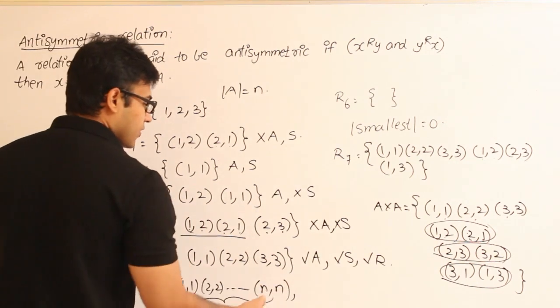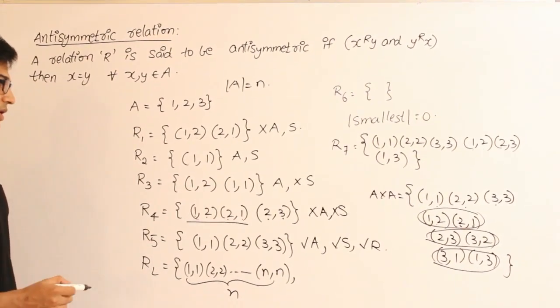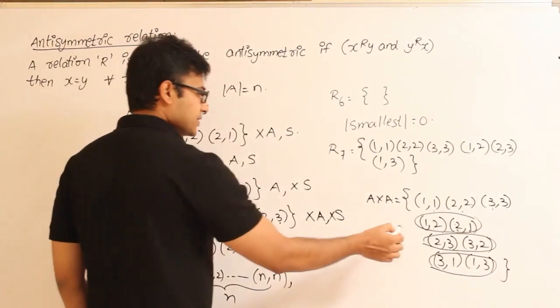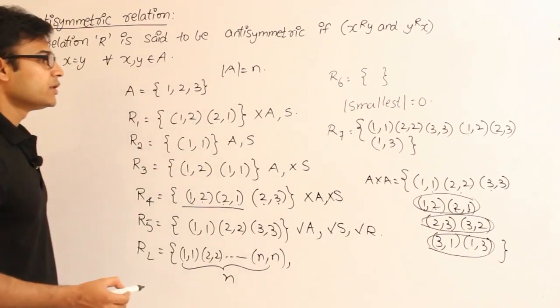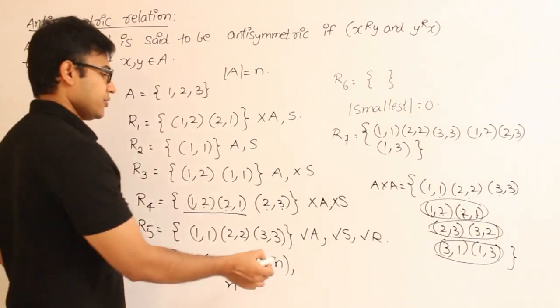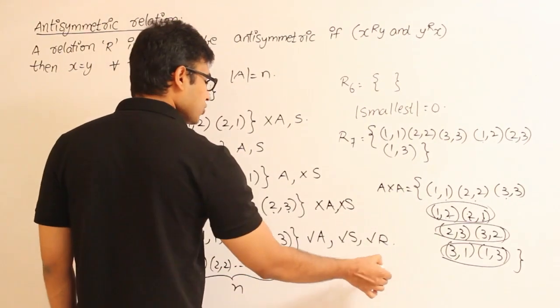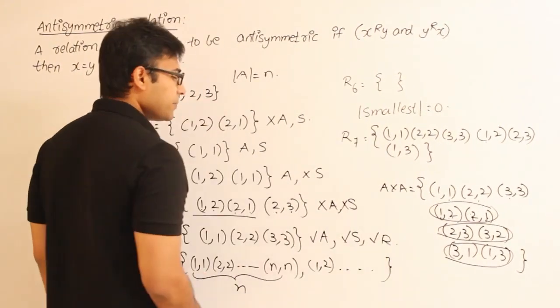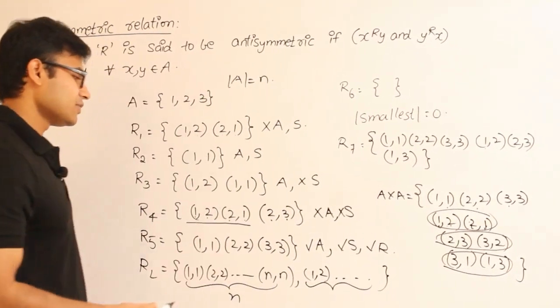And now from the remaining non-diagonal elements, you pair up all the transitive elements. Transitive elements means the elements of type x comma y and y comma x. Now you include only one of them. For example, you include only 1 comma 2, not 2 comma 1. Likewise, you can include 1 from the pair. So how many pairs of transitive elements will be there?